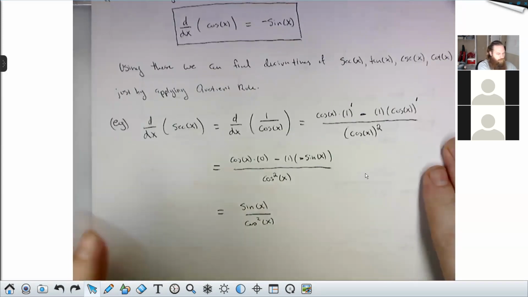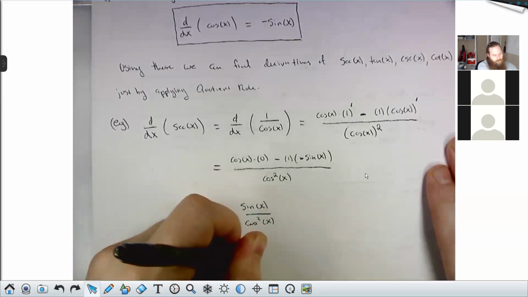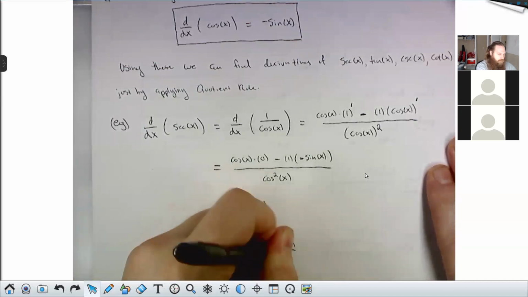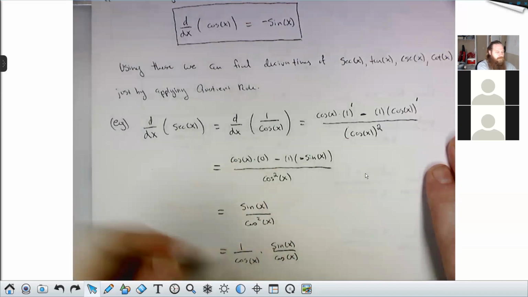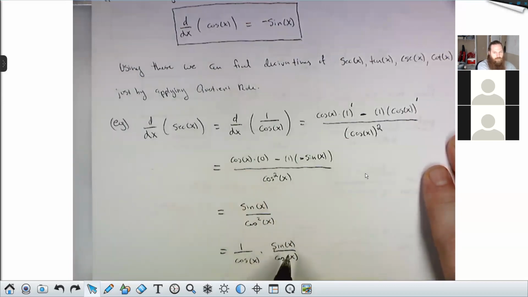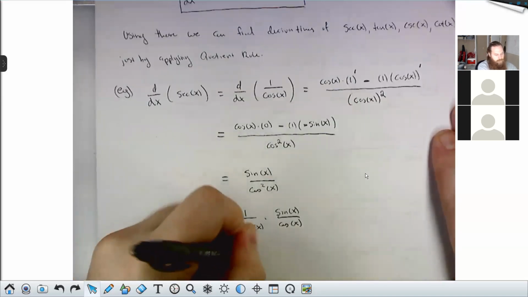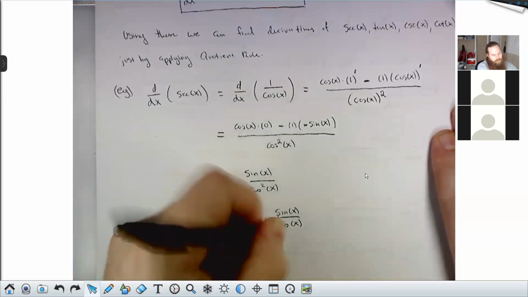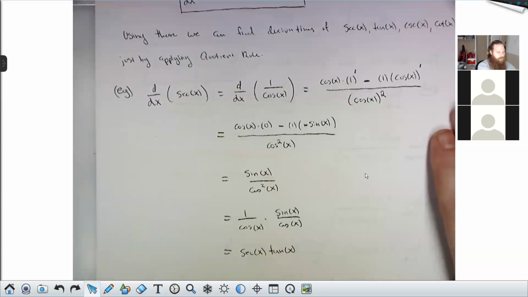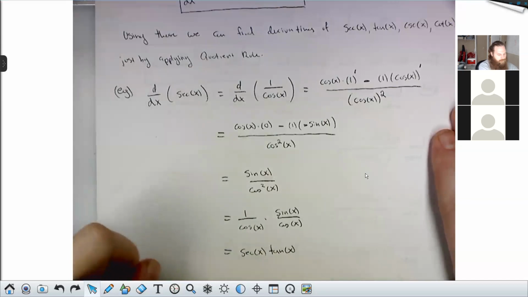And then I just choose to rewrite this as 1 over cos x times sine x over cos x, because I want to write this as nicely as I can. And I know that sine over cosine is tangent. I know that 1 over cosine is secant. So this is the same as secant x tangent x. So the derivative of secant is secant tangent.